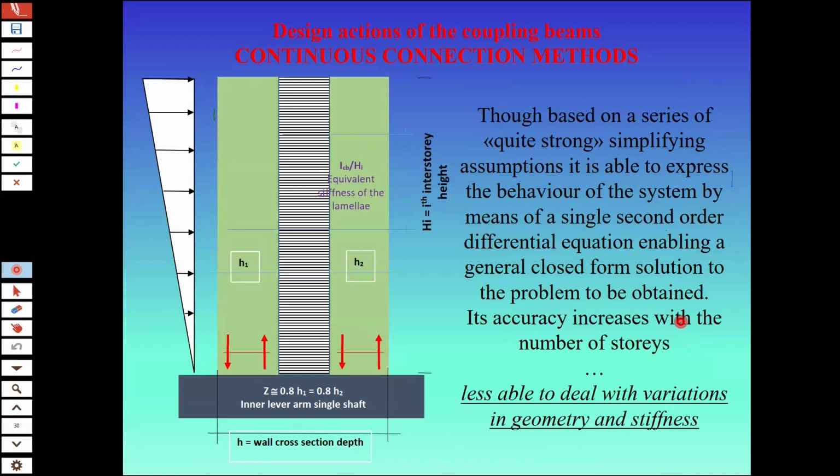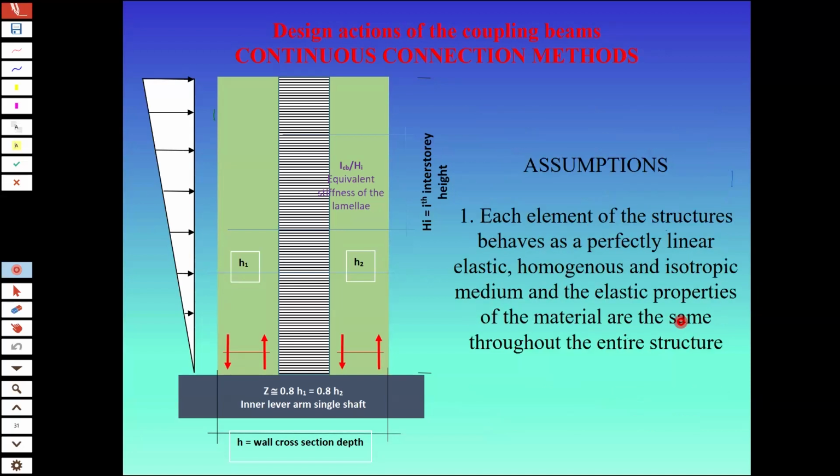Okay, and we have some very strong assumptions. For sure, you must have a very regular coupling, a very regular wall with its geometry. So, first assumption, each element of the structure is linear elastic, homogeneous, and isotropic. And the properties are constant everywhere.